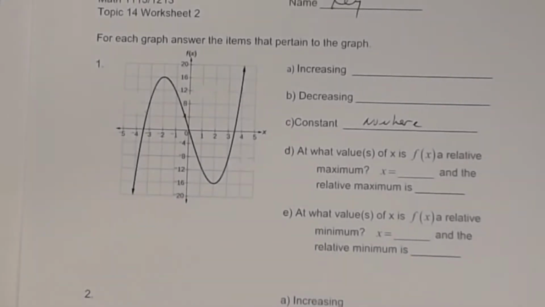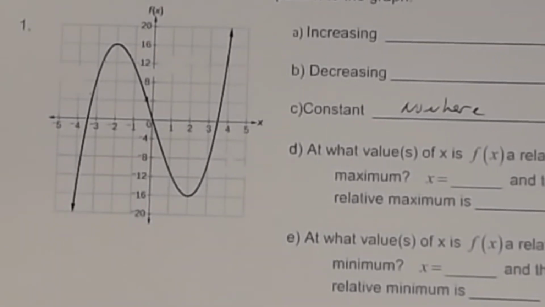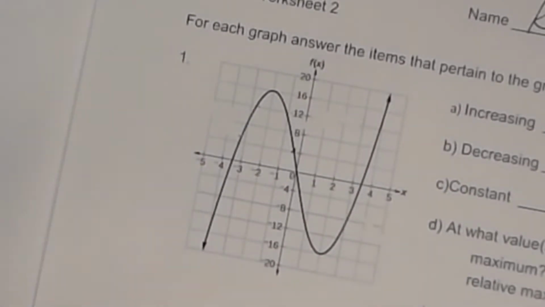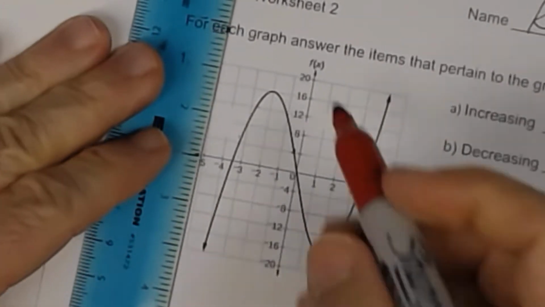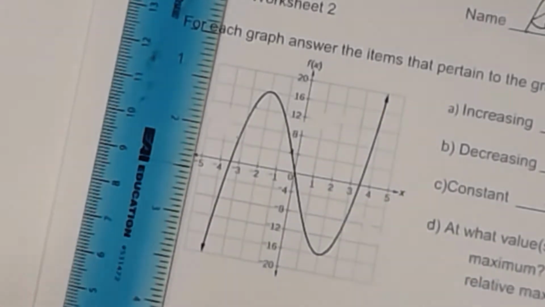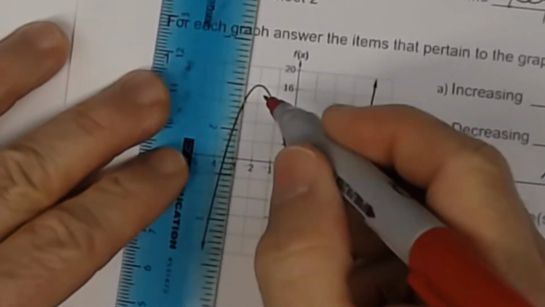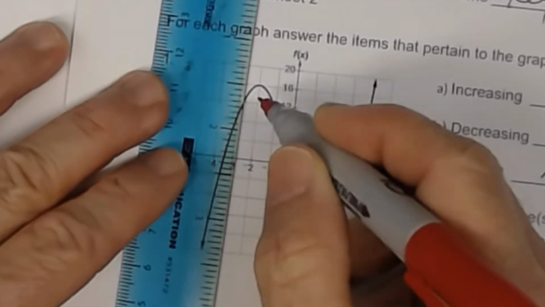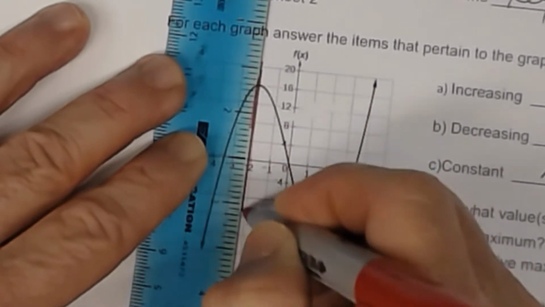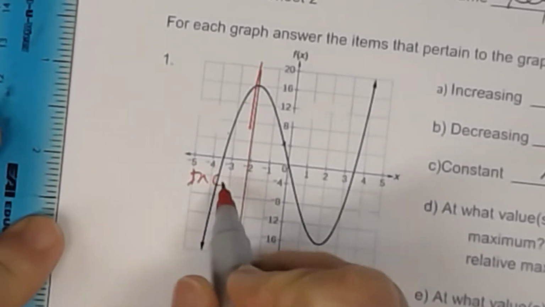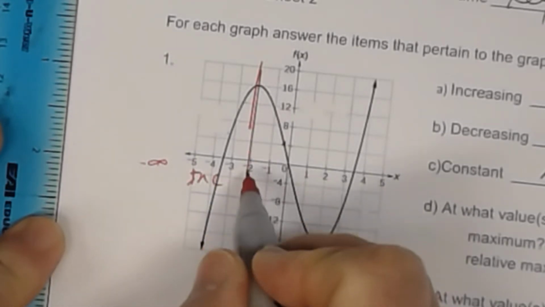Now, here's what some students like to do. I'm going to increase the size of this so you can easily see what's happening. Sometimes they'll use a color to help them. From negative infinity to this x value, my y values are increasing. So I'm increasing from negative infinity all the way to -2.